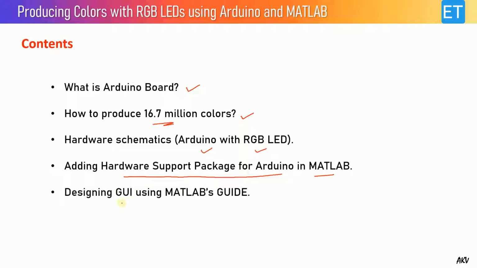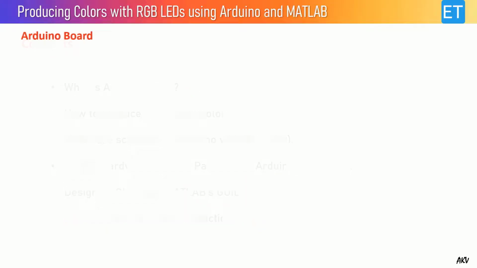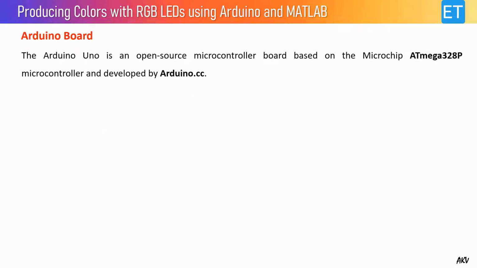Now I will explain how you can design the graphical user interface with the help of MATLAB's GUIDE. And then in the last, I will explain the MATLAB code that will be used to generate different types of colors using that RGB LED. So let's go ahead. First, let us see what is the Arduino board.